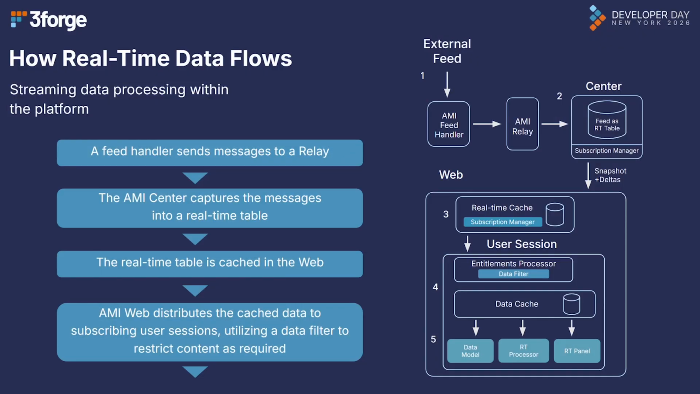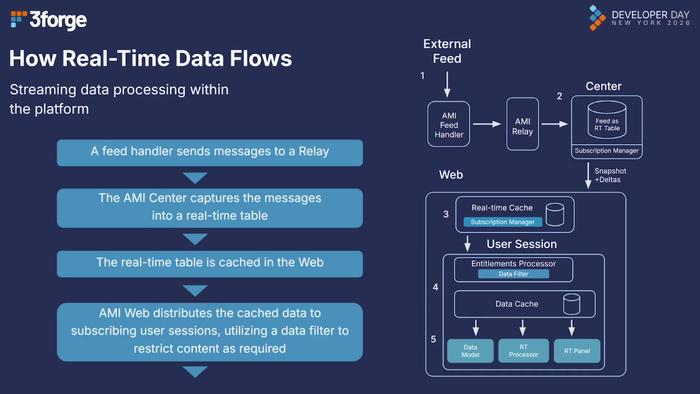Generally, what we see here on the diagram on the right side, explained here on the left, is that a feed handler, and it could be an AMI client or a message queue, whatnot, brings data into 3forge. That data goes through the relay. It lands into the center as an entry in a real-time table. There is a subscription manager within the center that is connected to other centers possibly, but also webs. And so for the web, it basically has subscriptions to the various real-time tables that you have.